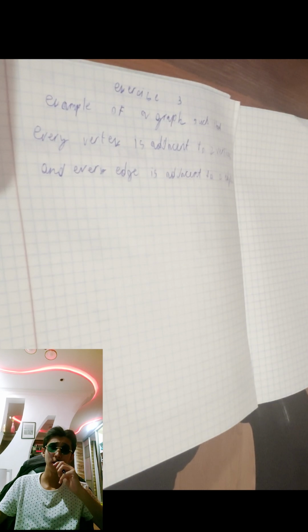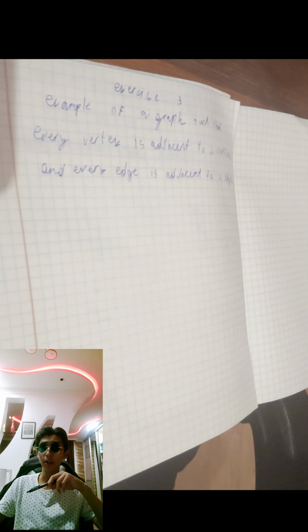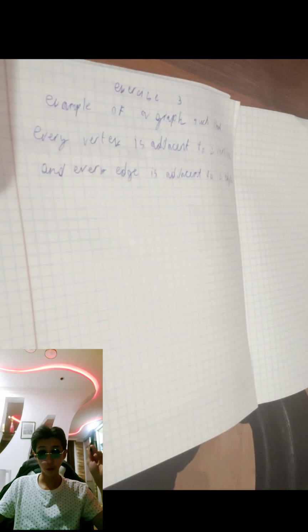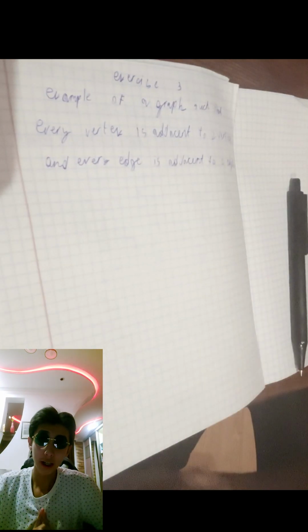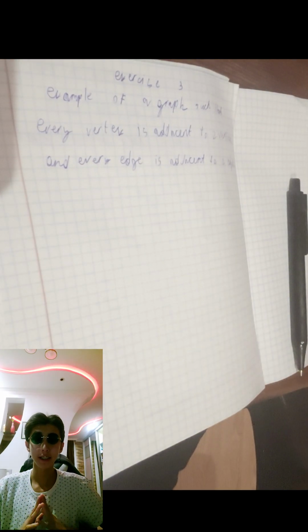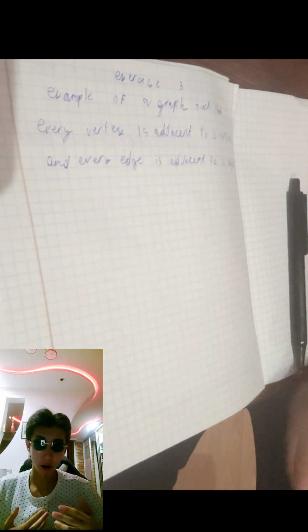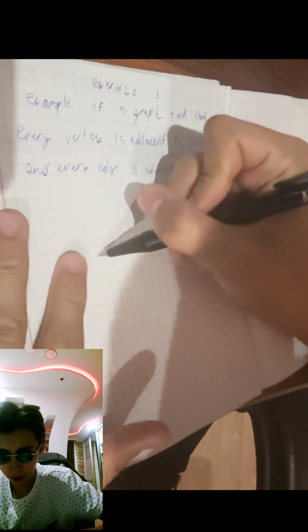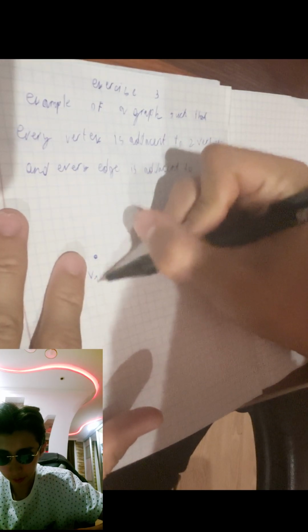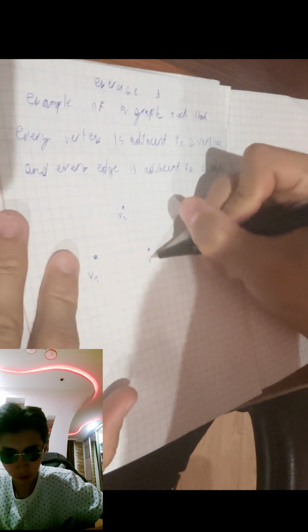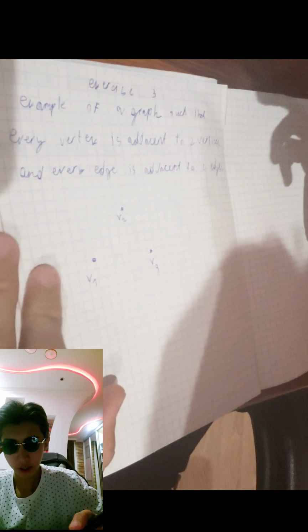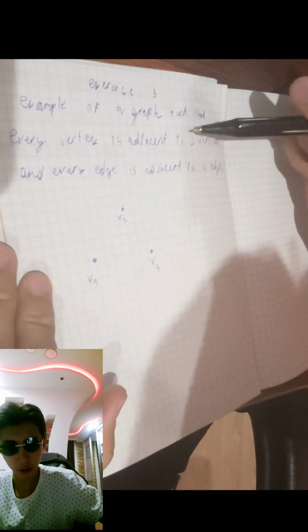K3 is the graph that has three vertices, and every vertex is adjacent to two vertices and has two edges. Yes? Let's draw that graph to make it understandable. So here is V1, here is V2, here is V3, such that every vertex is adjacent to two vertices.